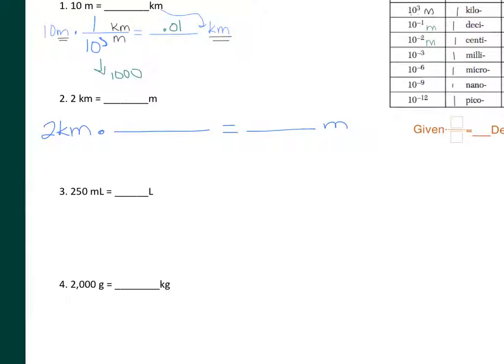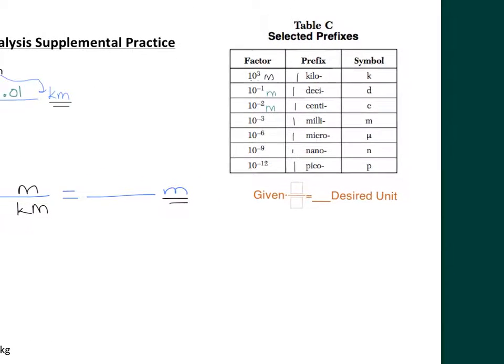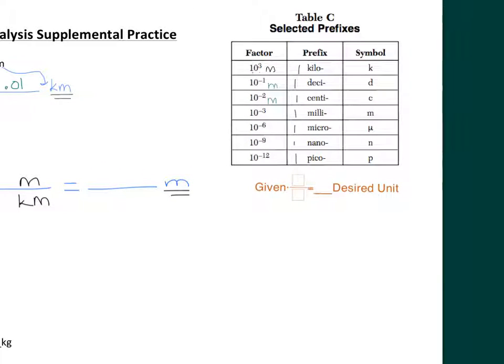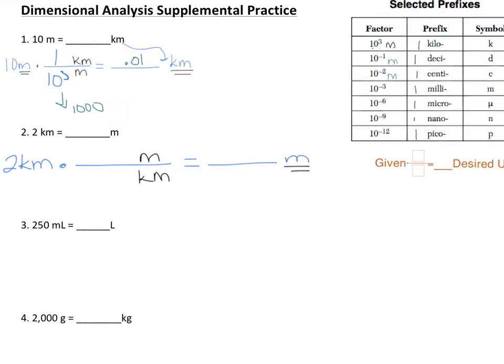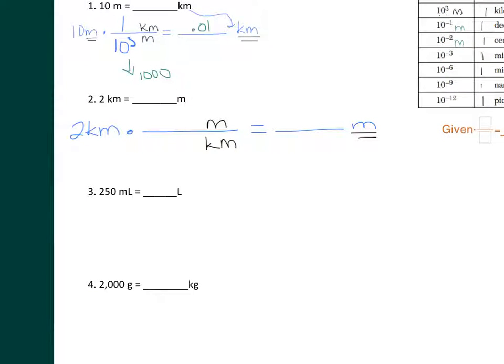So once again, first thing I do is place my units. I want to end up in meters, so they go there. I want to cancel out my kilometers. They go on the bottom. So now I need to go back to table C, and I need to say, okay, 1 kilometer for every 10 to the third meter. So then I write that in. 1 kilometer for every 10 to the third meter.